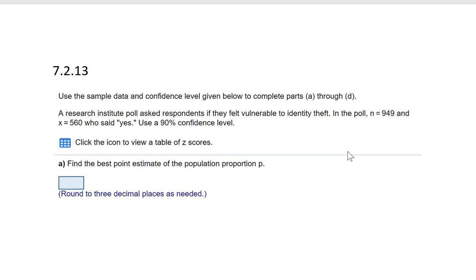I am not going to do this. I am not going to use tables. So we're going to be using StatCrunch and or the TI-83/84.